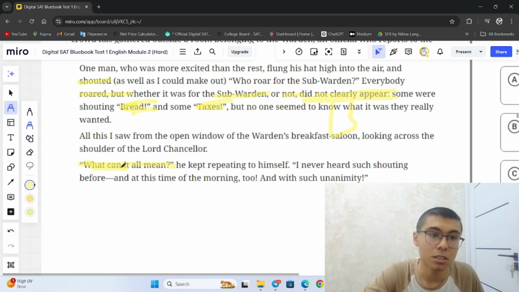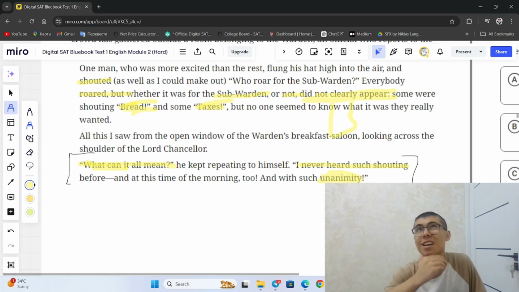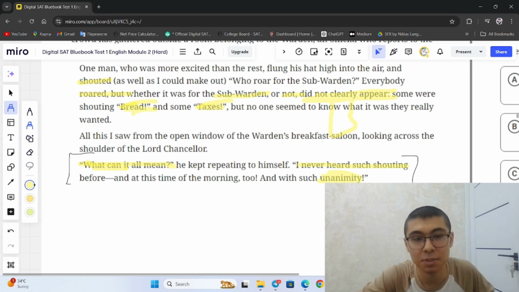So from here, the response of the Lord begins. He kept repeating to himself, "I never heard such shouting before, and at this time of the morning too, and with such unanimity." Unanimity means a kind of being united. Yeah, kind of being united.